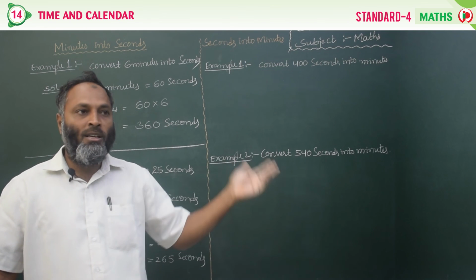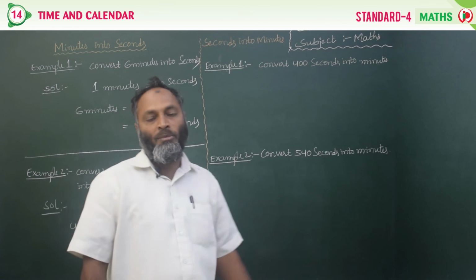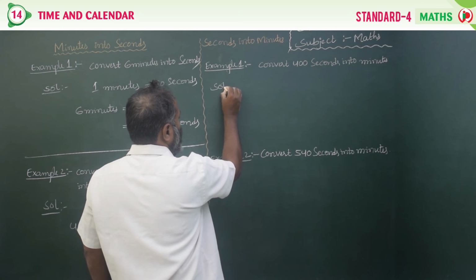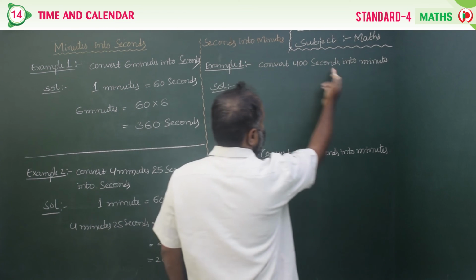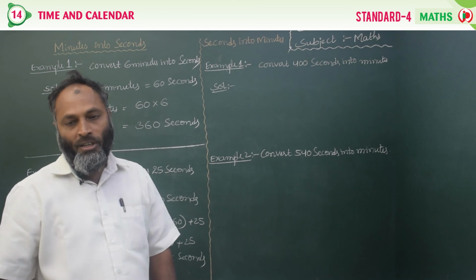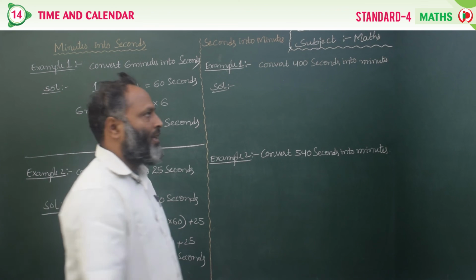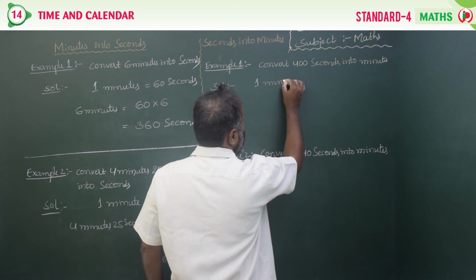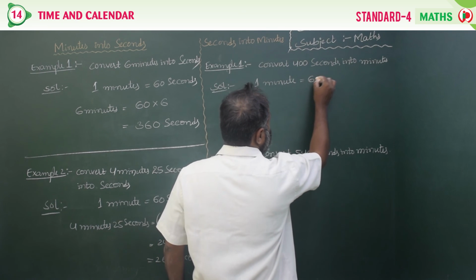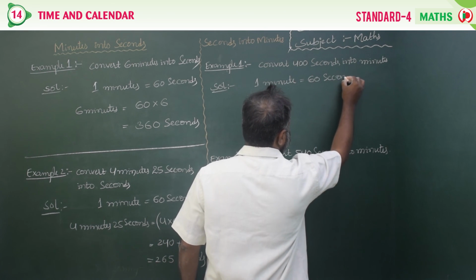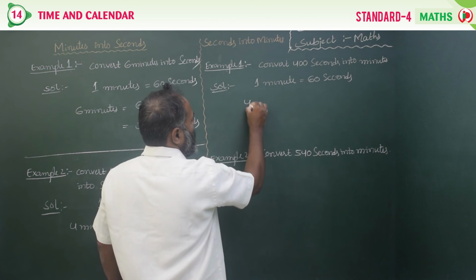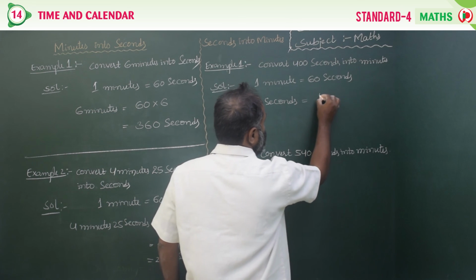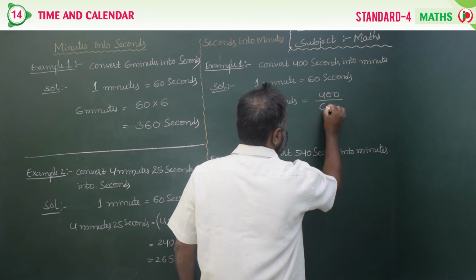Now we should convert seconds into minutes. Seconds are smaller, and we should convert them into bigger, so we should divide by a unit. See here, the first example: convert 400 seconds into minutes. 1 minute is equal to how many seconds? 1 minute is equal to 60 seconds. Then here 400 seconds, we divide by 60.